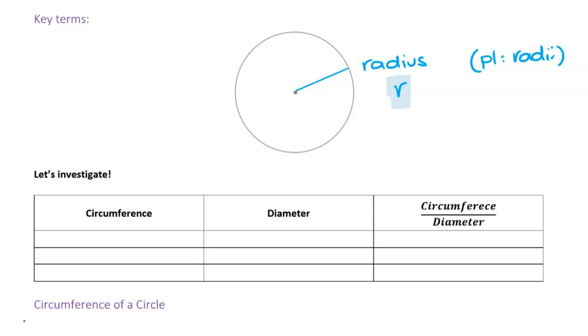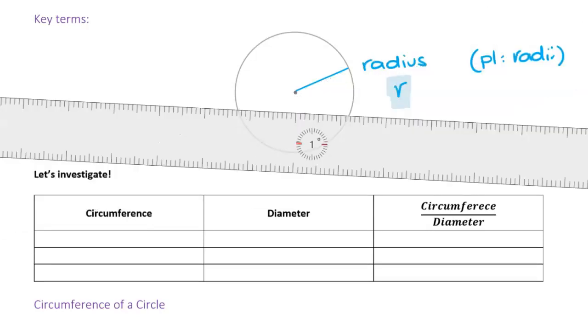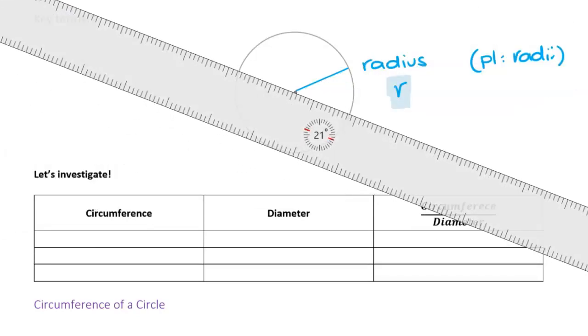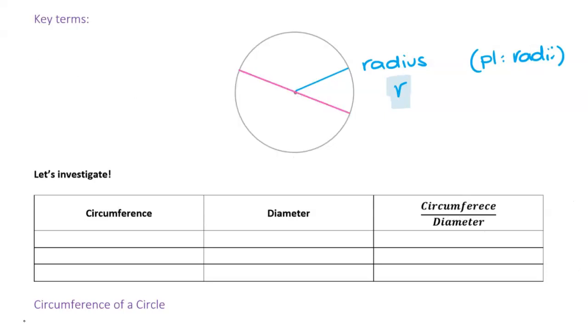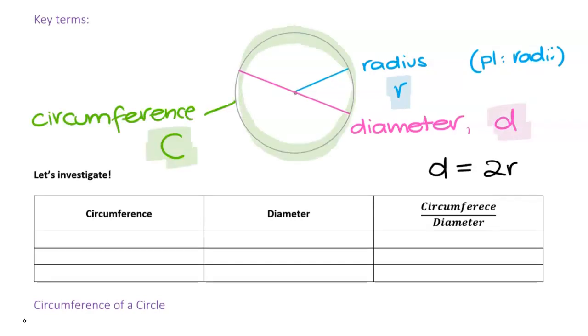Now, another line that we can look at is a line that goes from one side of the circle to the other, passing through the center. This is known as the diameter, and the letter that we're going to use to represent that is the letter D. The distance around the outside of the circle is known as the circumference, and we're going to use the capital letter C to represent that.